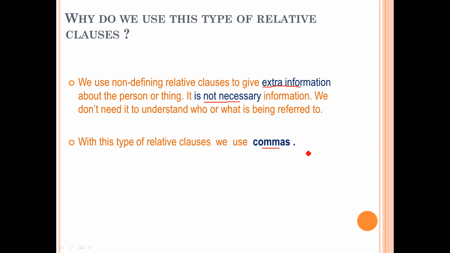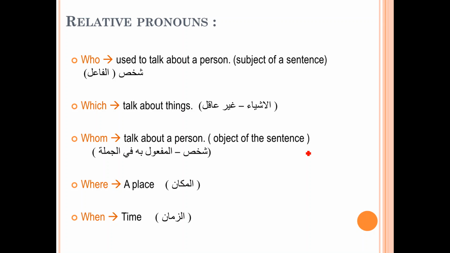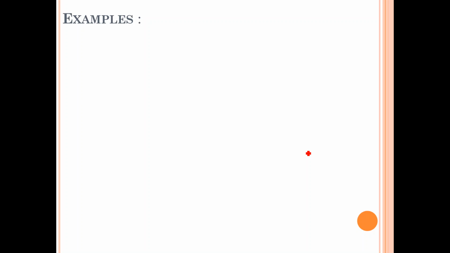Okay, now again the relative pronouns that we use are who, which we use to talk about a person, and which to talk about things, and whom to talk about again a person, but this one is the object of the sentence. هو المفعول به في الجملة وليس الفاعل. And also we use where to talk about place and when to refer to the time. Okay, تمام. Let's move to the examples.